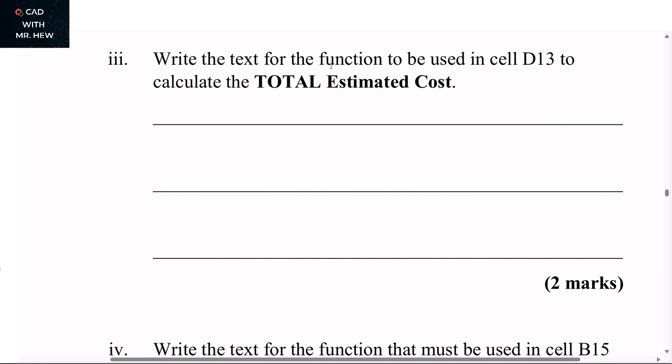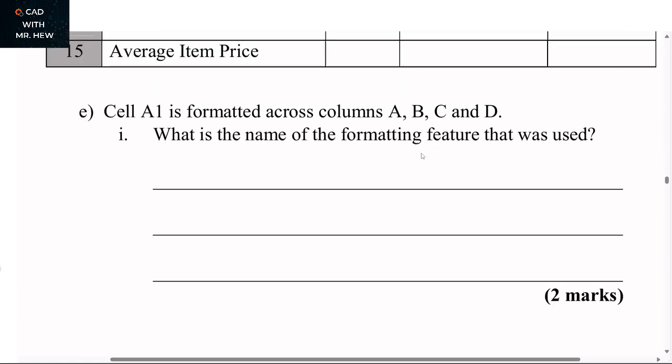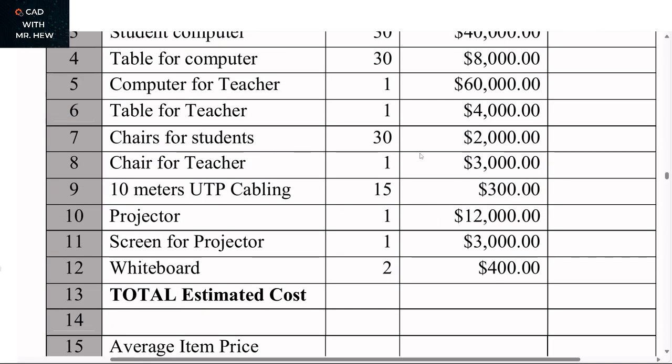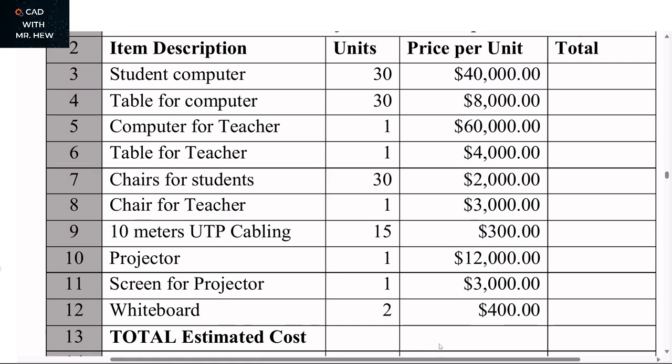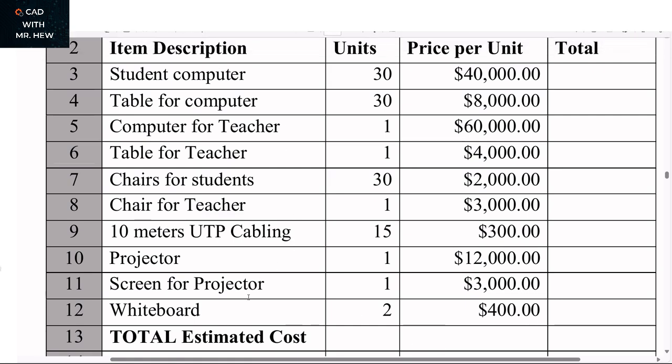Write the text for the function to be used in cell D13 to calculate the total estimated cost. This question is worth 2 marks. If we go up again to look at the spreadsheet, here we have the spreadsheet that is incomplete and we need to find the total estimated cost.